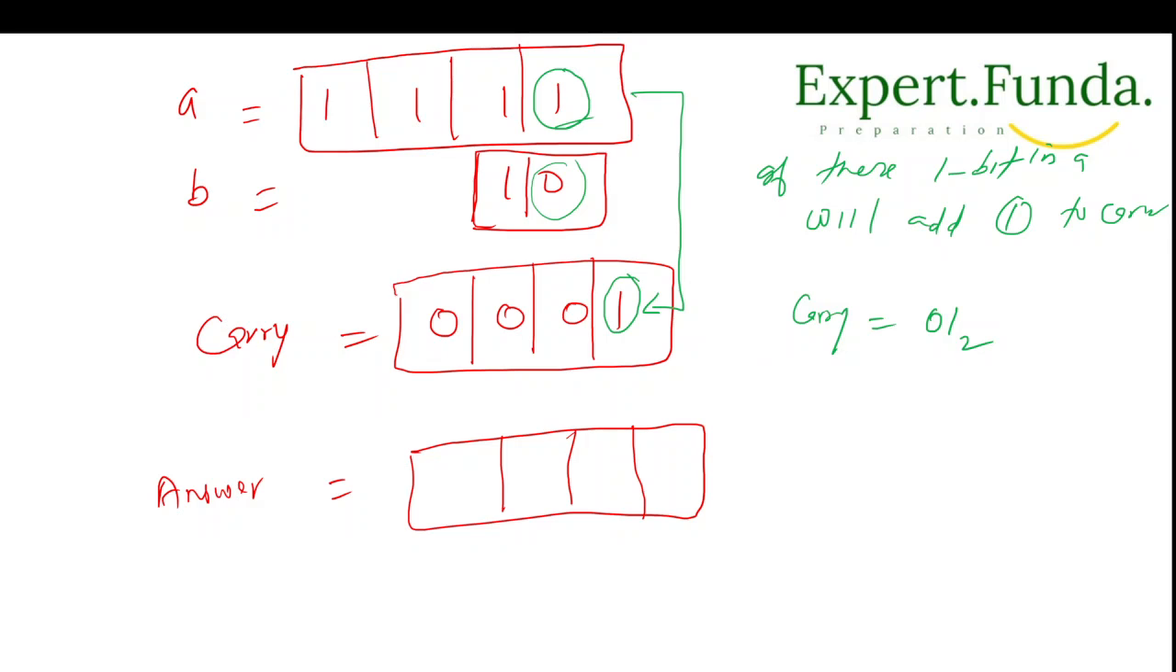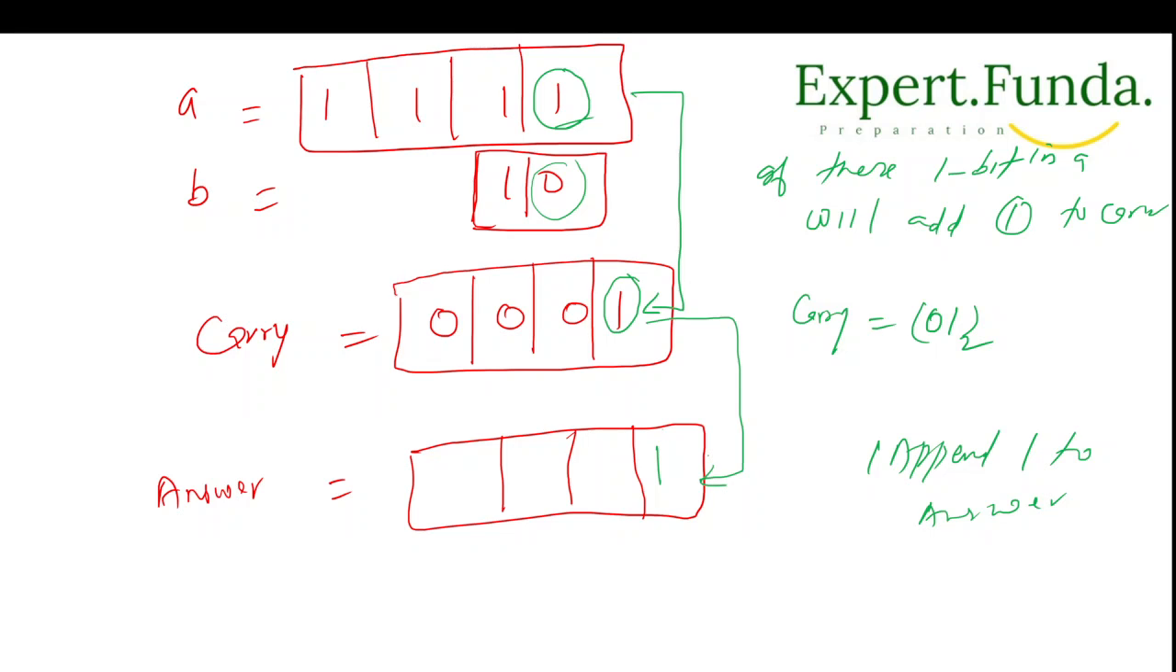Append 1 to the answer. If carry is 0 1 in binary, then we will append 1 to the answer, and there is nothing to move to the next bit, so we will not do anything to the next bit. Then we will see what we have in the carry. Then we will add 1 here.